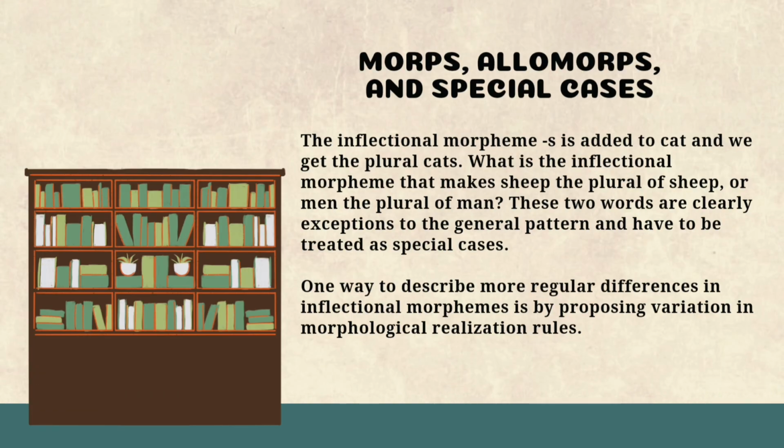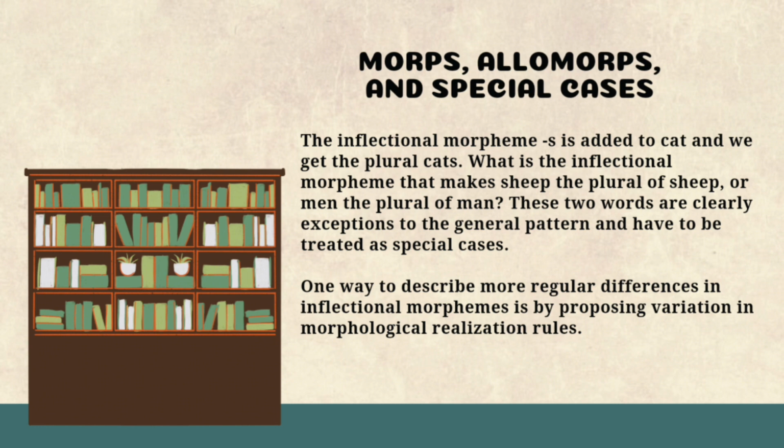Morphs, allomorphs, and special cases. The inflectional morpheme s is added to cat and we get the plural cats. What is the inflectional morpheme that makes sheep the plural of sheep or men the plural of man? These two words are clearly exceptions to the general patterns and have to be treated as special cases.